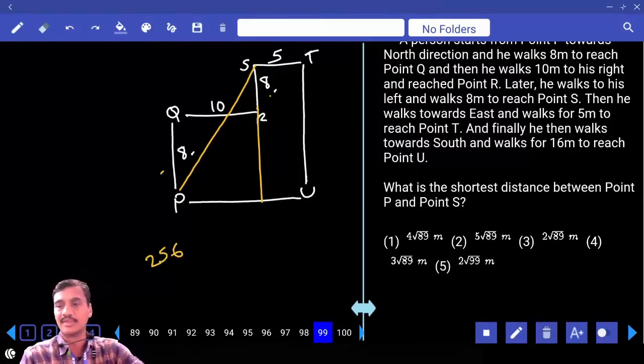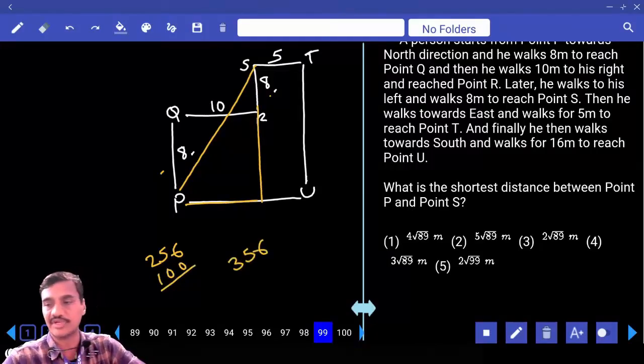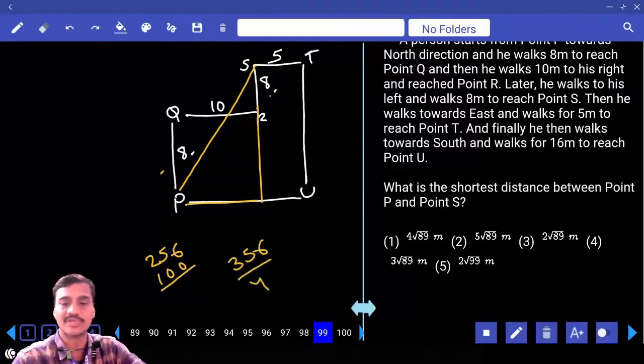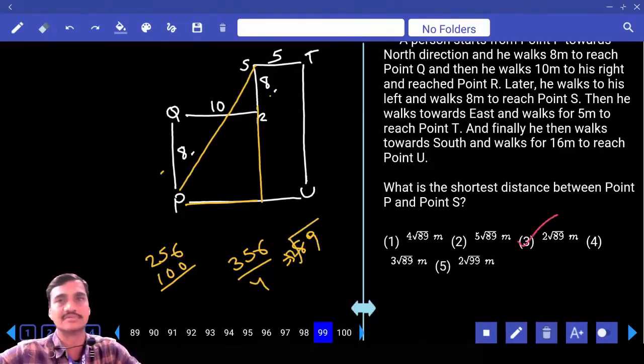And next one, horizontal, and this is equals to 10. 10 square is nothing but 100. That is 356. Now this 356 is divided by what? Divided by 4. How many times does it go? 4 8s are 32 and 36, 89. That means 2 root 89. 2 root 89, that is choice 3, question number 99.